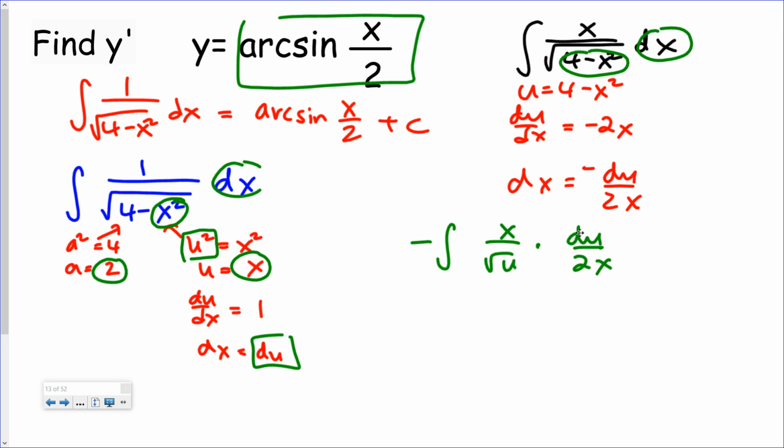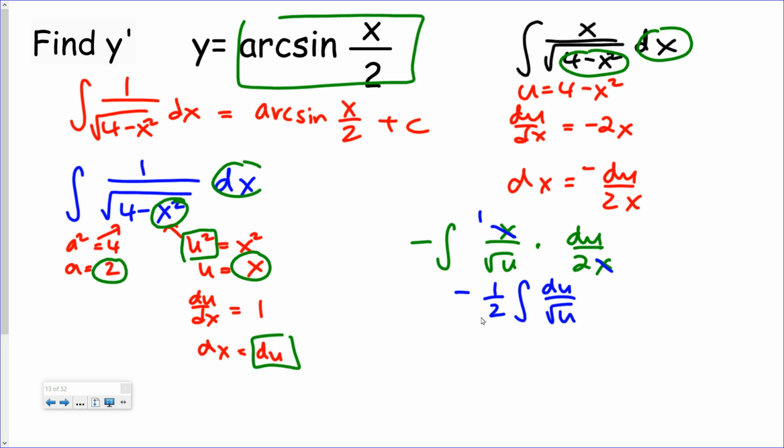Then I ask myself the question. What question do I ask myself? Do my x's cancel out? Do they cancel out? Why, yes, they do. So they cancel out to 1, right? Pull out your scalar. So I have negative 1/2, the integral of du over the square root of u. At this point, after the x's cancel out, this should be an easy reverse power rule, or it should be something on my pink sheet.